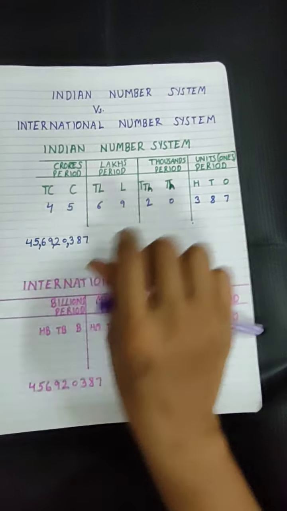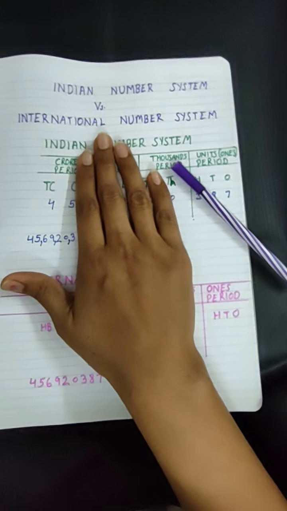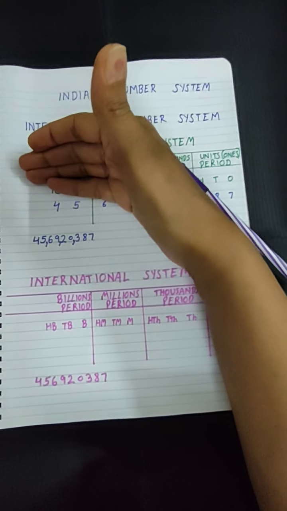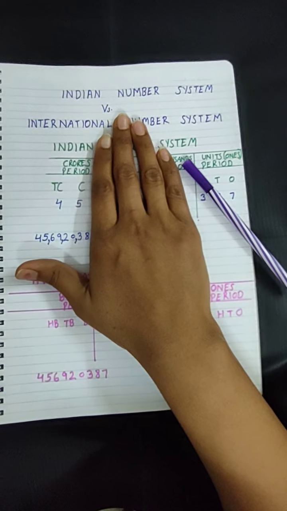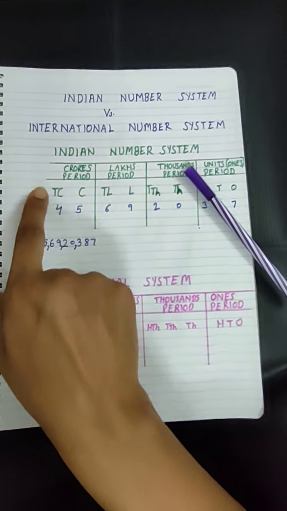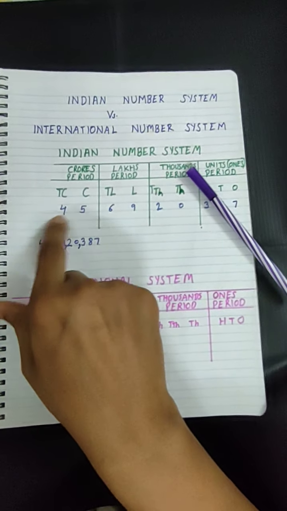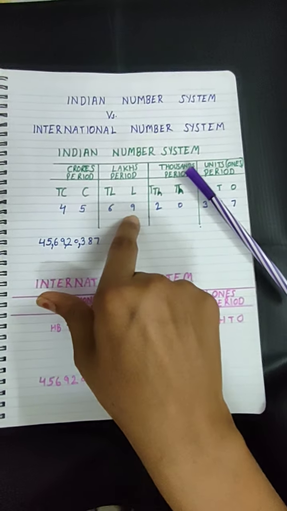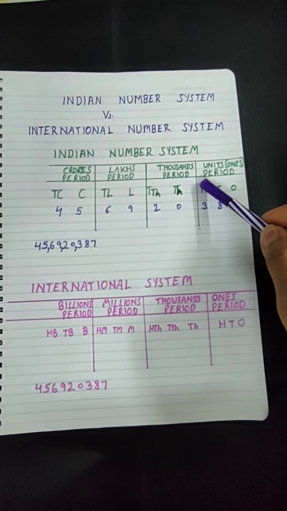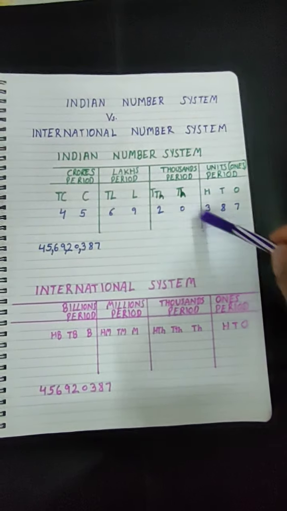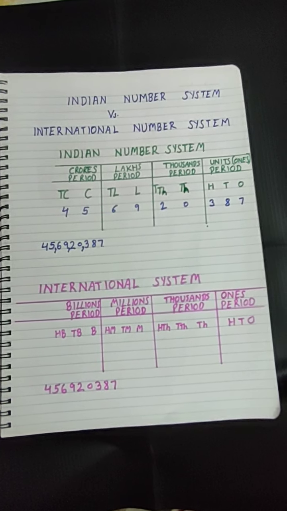Here why is it 45? Because suppose if there are only two numbers 4 and 5, what do you call this number without looking at the period name? If you had only 4 and 5, you call it 45. We use the same method in this 10 crore. That's why we call it 45. 45 crores 69 lakhs 20,000 387. Let us write the same number in the international number system.